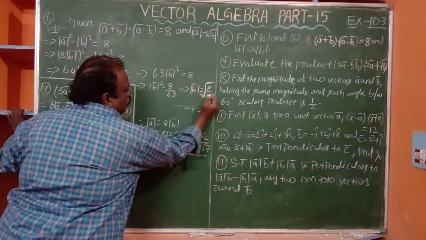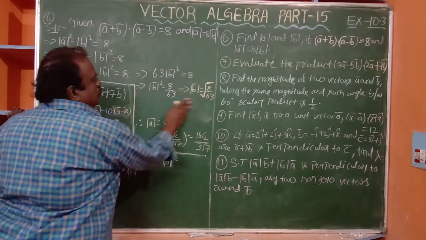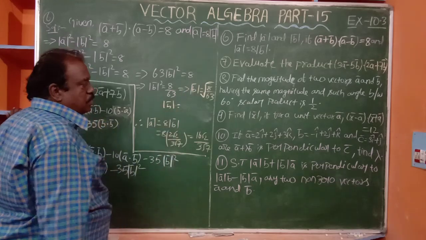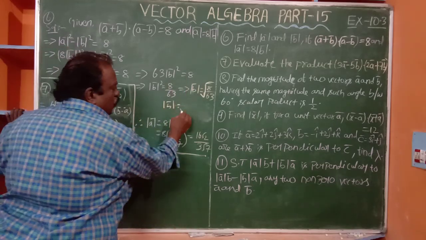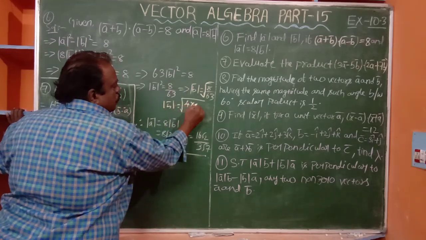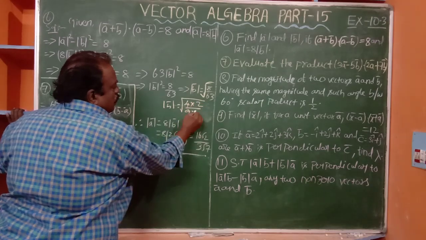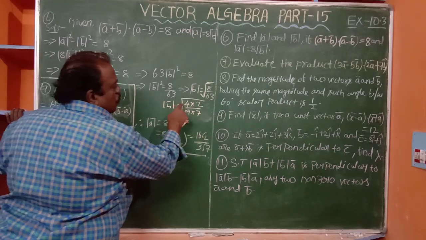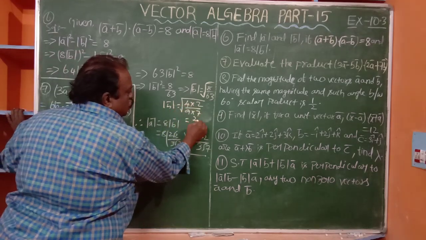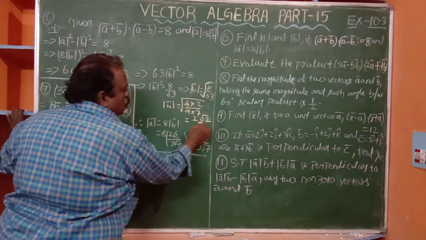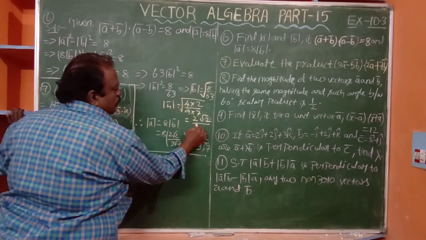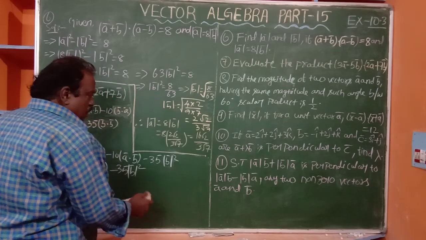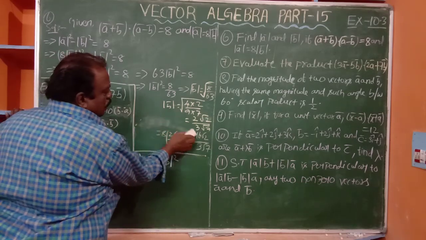Observe me. Modulus of B bar is equal to, for 8 the square root is 4 into 2, and 63 is 9 into 7. Root 4 is 2, so it is root 2 only. Here root 9 is 3, and it is root 7.